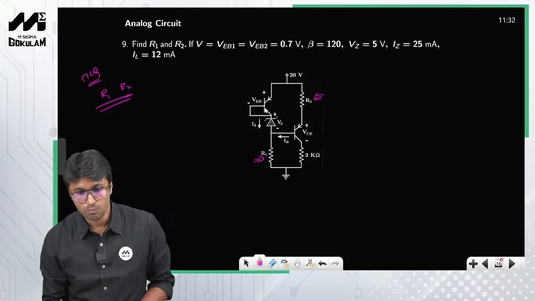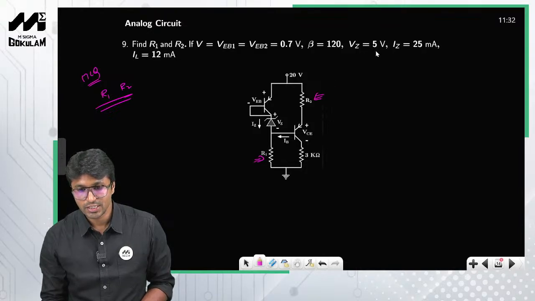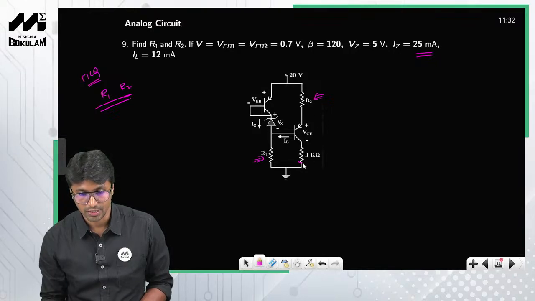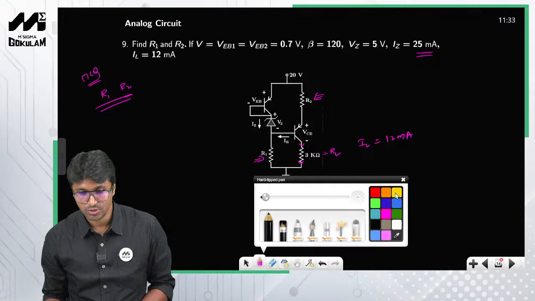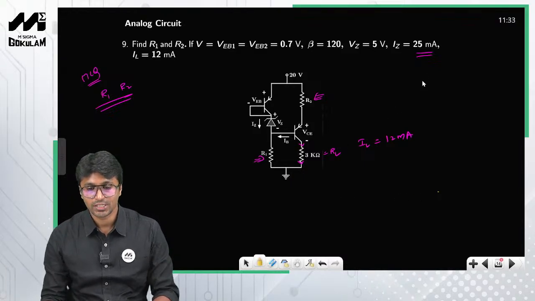You have two PNP transistors. VEB1 is 0.7 and VEB2 is also 0.7. Beta is given as 120. VZ, the voltage across the Zener diode, is 5 volt. The current through the Zener diode is 25 milliamperes. This is the load, and the load current IL is 12 milliamperes. This is what is given to you, and you are asked to calculate the value of R1 and R2.